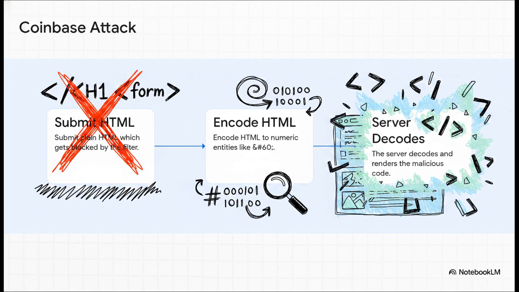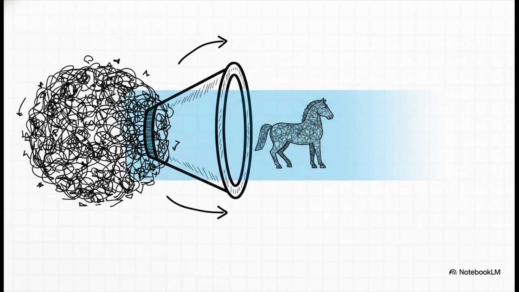Step 3 was the absolute jackpot. The Coinbase server took those numeric entities, completely decoded them back into HTML, and then rendered it live on the page. Look at this. This text right here is what the hacker actually submitted to the server.